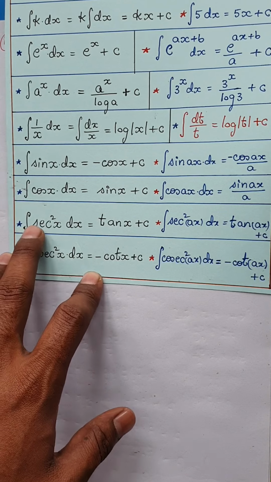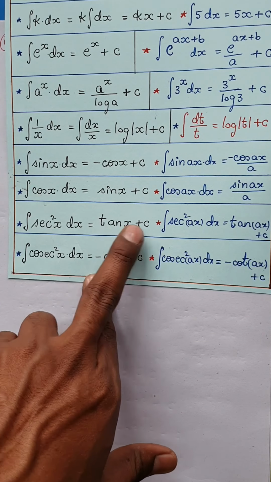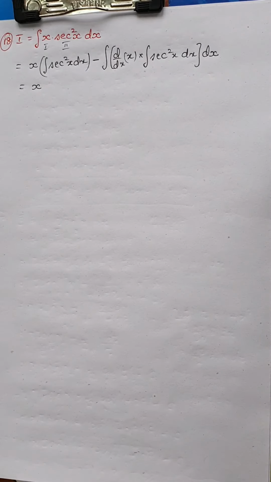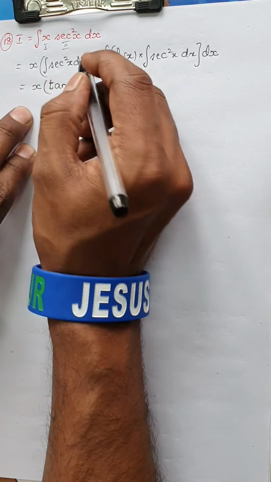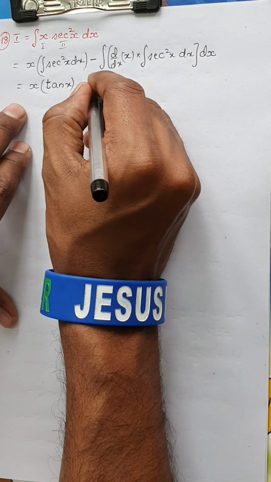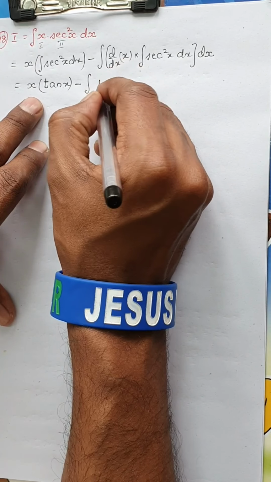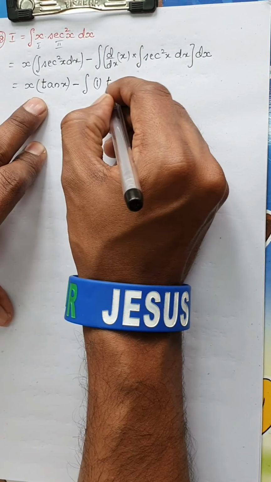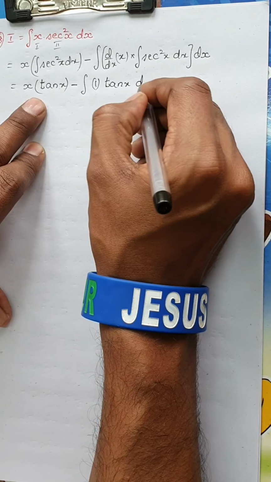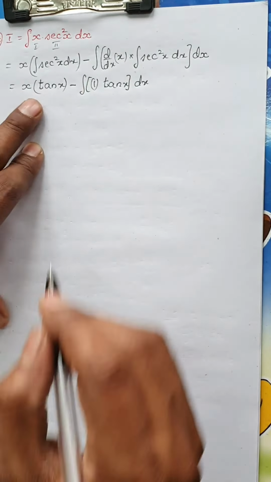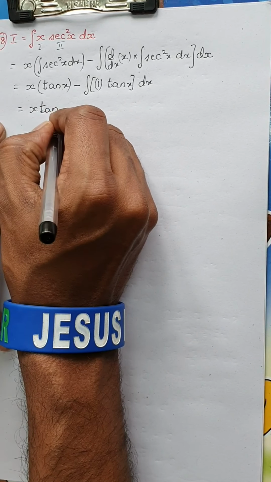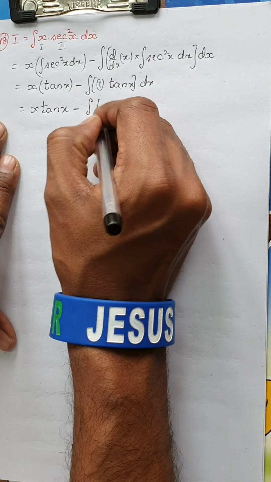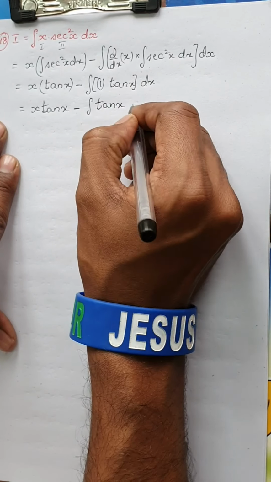We know the standard integral of secant square x dx is nothing but tan x plus c. So using it, see what happens. The integral of secant square I am going to write as tan x. So this is x tan x minus integral of, now the derivative of x with respect to x would be 1, and the integral of secant square is, just now I told you, tan x, and this is integrated with respect to x.